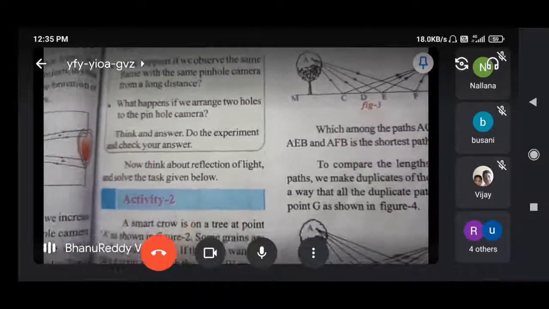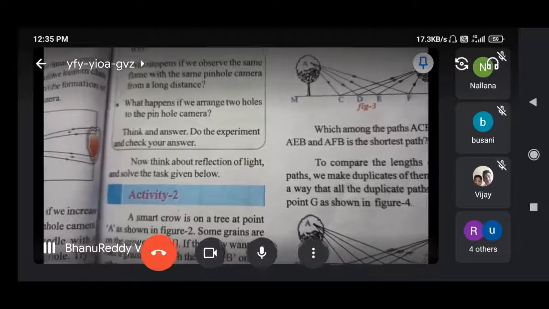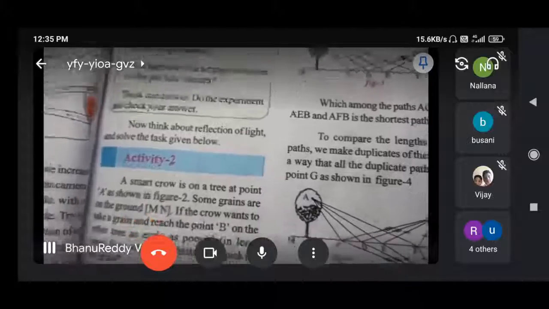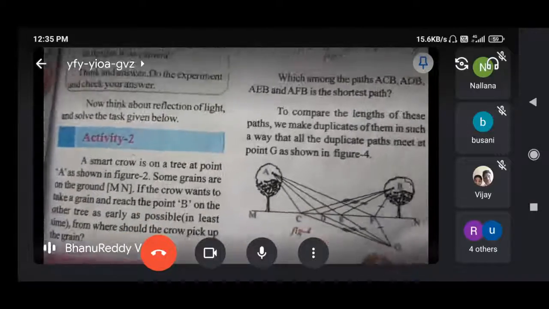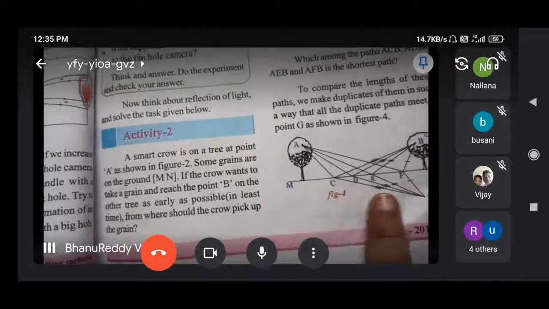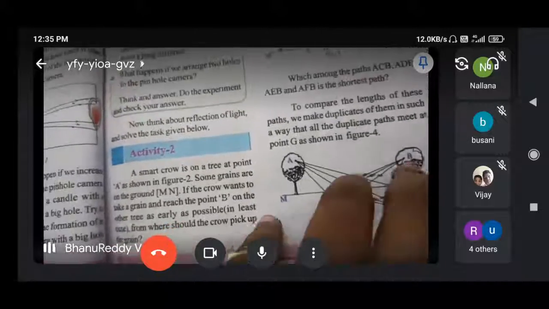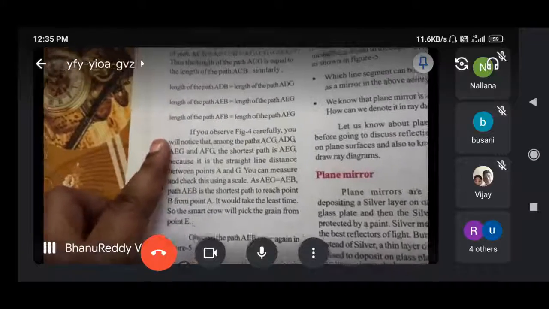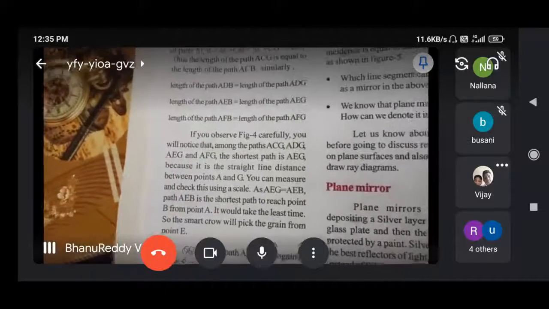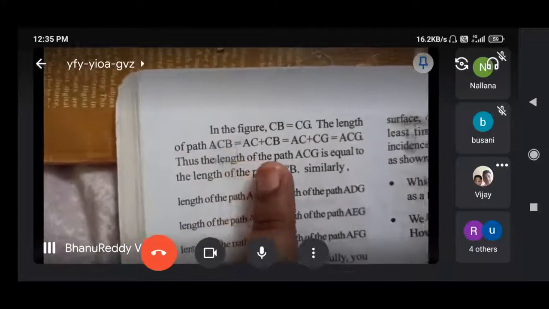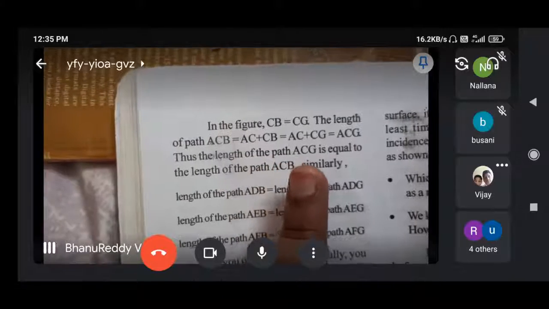To compare the lengths of these paths, we make duplicates of them in such a way that all the duplicate paths meet at point G. All the duplicate points meet. We have to make duplicate points here. All will reach the point G. So in that manner, we have to select: in this figure CB is equal to CG, so the length of the path ACB is equal to the length of the path ACG. ACB is equal to AC plus CB. AC plus CG is equal to ACG.